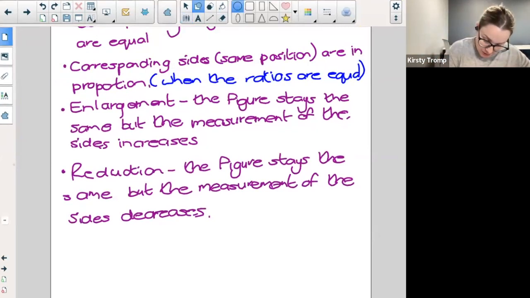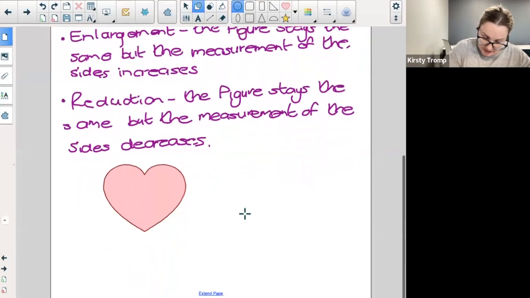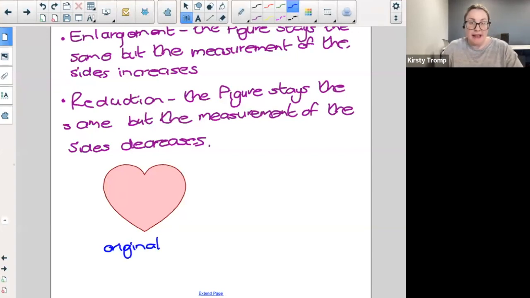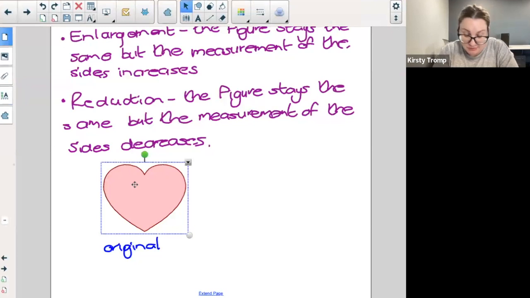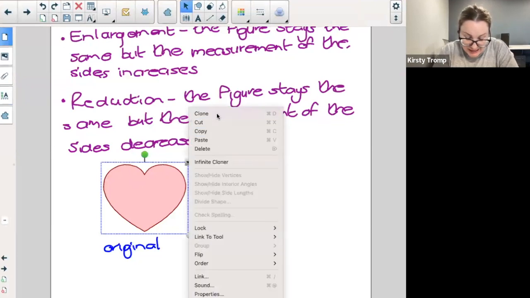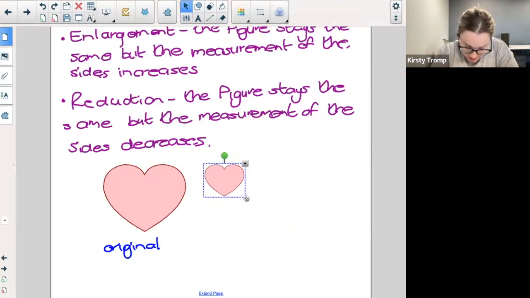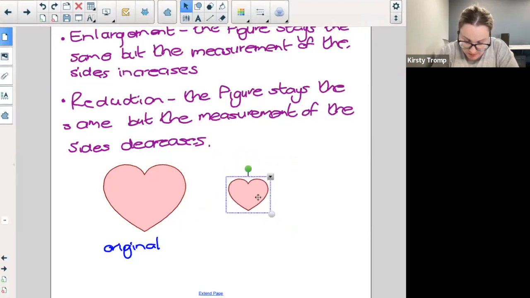So I'm going to go and pick one of my shapes here. Let's pick this heart. So here is my original shape. Okay, and let's give it a little heading there: Original. All right. If I want to show what a reduction would be, I'm taking my drawing, I'm cloning it, so it's exactly the same for now. I'm cloning it, and reduction means that I'm going to make the shape smaller. So there is my new smaller shape.